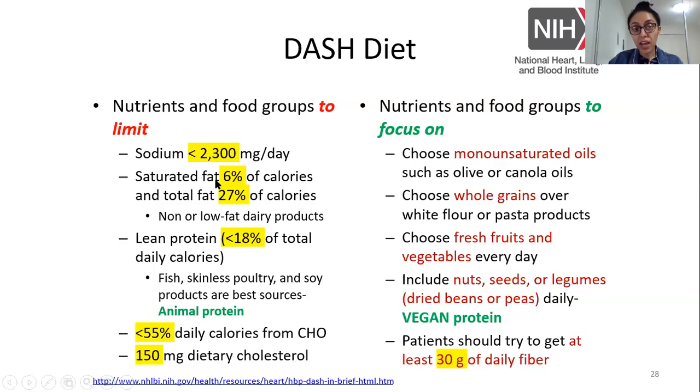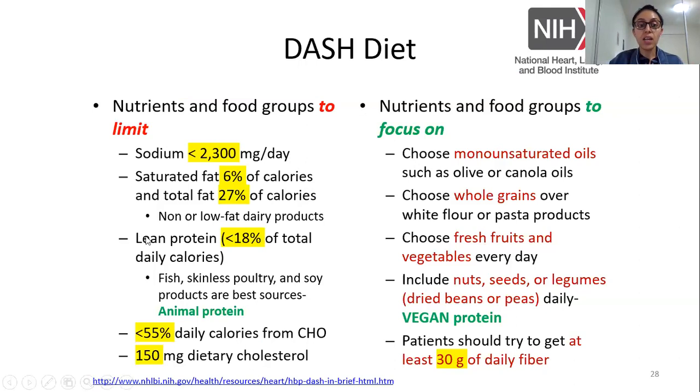Saturated fat is no more than 6% of your caloric intake, and total fat no more than 27% of your caloric intake. The emphasis is predominantly on skim milk sort of products, which is a no-fat or low-fat product. This goes for all your dairy fats, so skim milk is what is preferred over whole milk.